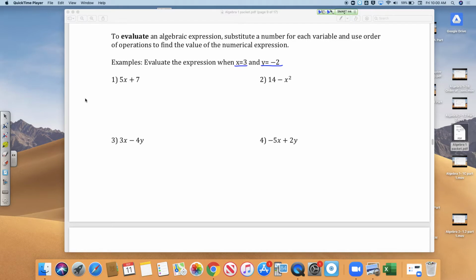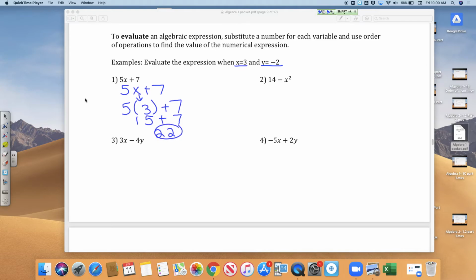So for the first one, I'm basically taking this expression, 5x plus 7, I'm just rewriting it, and I'm replacing x with the number that it represents, and it's 3. So I'm going to replace it by using parentheses to show the substitution step. So 5 times 3 plus 7. And then I just use the order of operations to solve. Now that I have all numbers, now I'm just solving this math problem. So 5 times 3 is 15. The first thing I would do is multiply. And 15 plus 7 is 22.